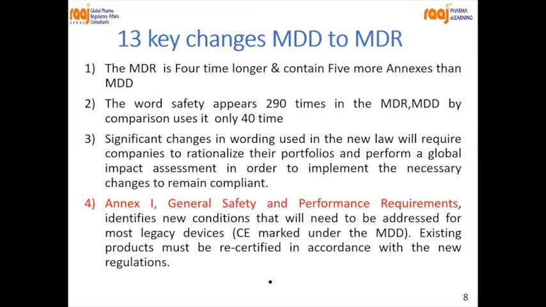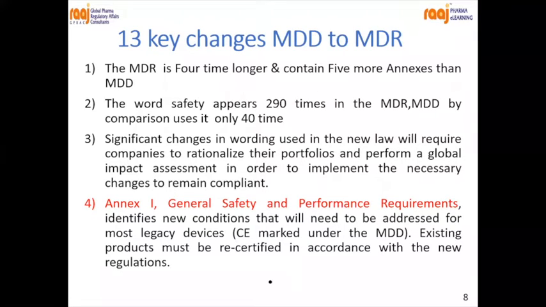Then, significant changes in wording used in the new law will require companies to rationalize their portfolios and perform a global impact assessment in order to implement the necessary changes to remain compliant. Suppose XYZ company has MDD already in place and is selling 100 products in the market. Now there is a big question: 100 products, how can I change from MDD to MDR? So they have to implement the whole system. They have to apply as per the new rules and regulations. They have to meet all the safety parameters.